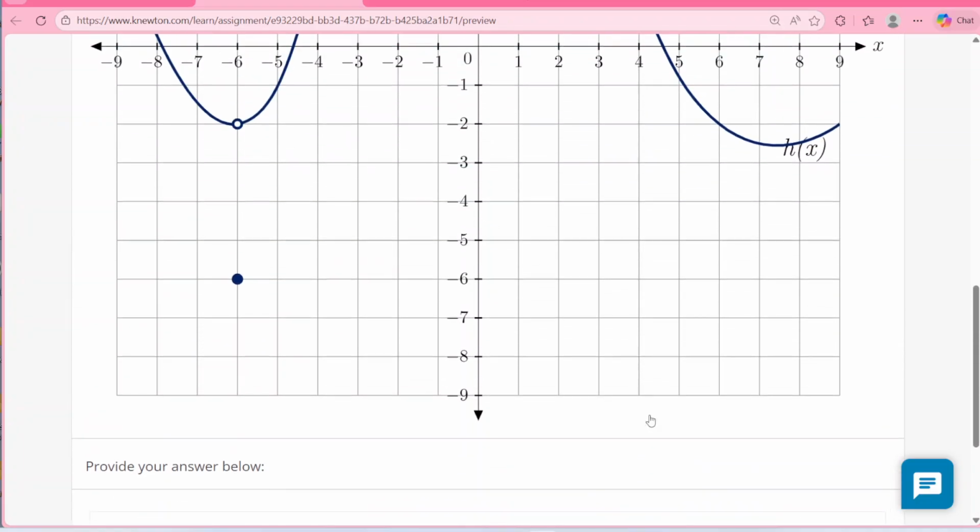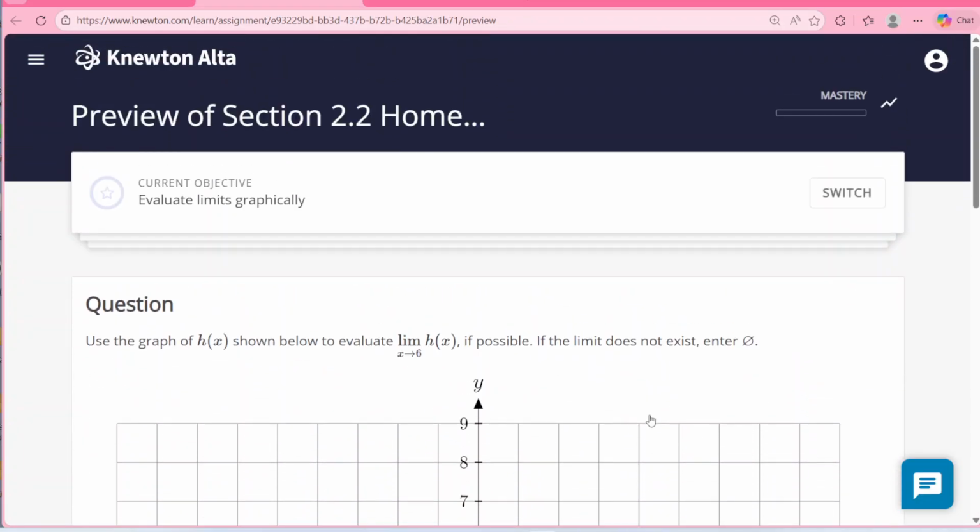Okay, so this first objective is evaluate limits graphically. All right. So first, let me talk about some of the notation here when it comes to limits and how to interpret it graphically.